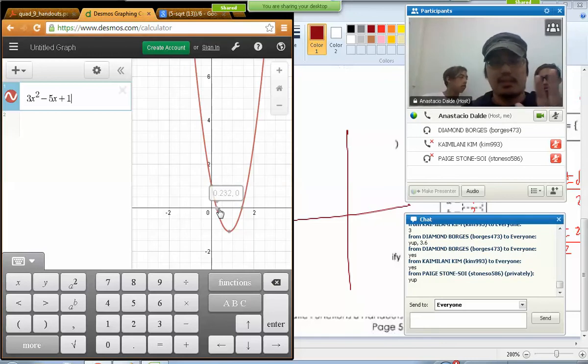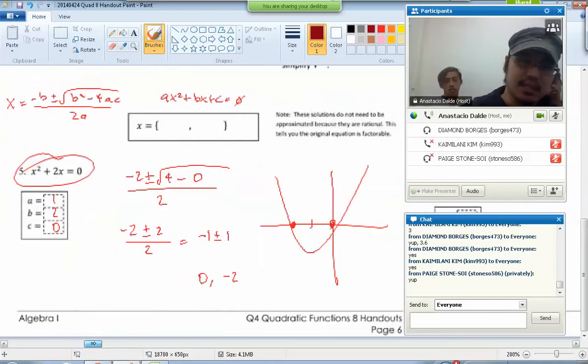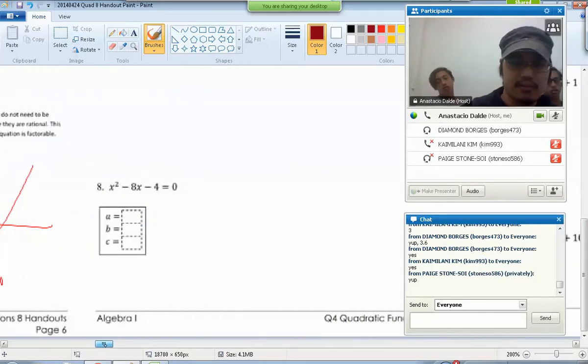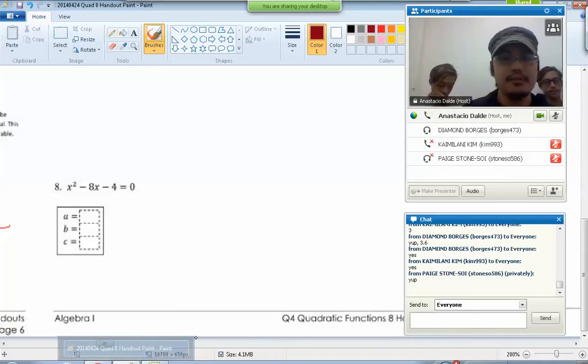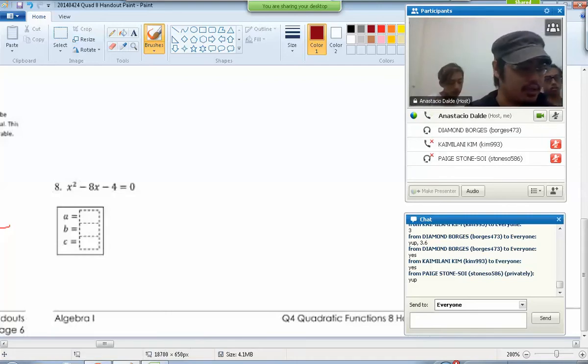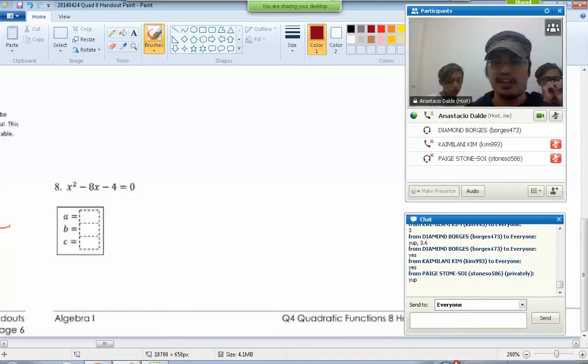Sometimes you'll get equations that you don't need to use the quadratic equation for. Sometimes you'll have problems that you could solve without using the quadratic equation, and it would have been a lot nicer to do it using factoring or whatever. I'll give you one more example.